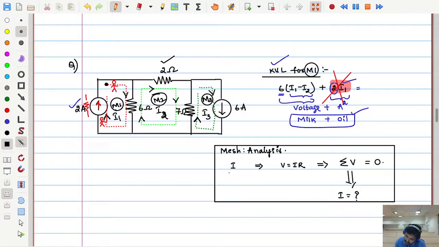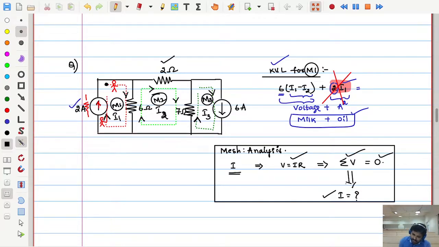We are assuming some current for the mesh. We will find each element voltage. We will add up all the voltages. We will equate to 0. At last, we will find the currents. What is our aim? Destination. What is our destination? Getting the current.